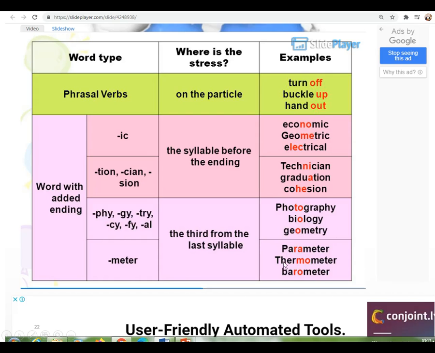And also parameter, thermometer and barometer. Everything before meter is stressed. All the syllables before meter, before graphy, logy, metry, and so on are stressed. Let's read again. Turn off, club, pen down, economic, geometric, electrical, technician, graduation, cohesion, photography, biology, geometry, parameter, thermometer, and barometer. Again, barometer, thermometer, barometer.